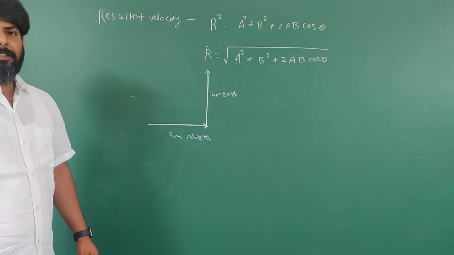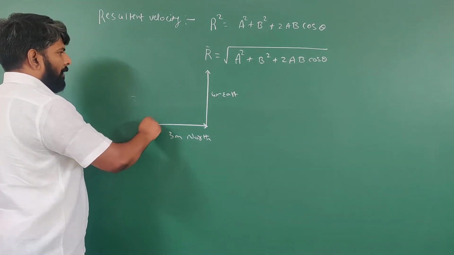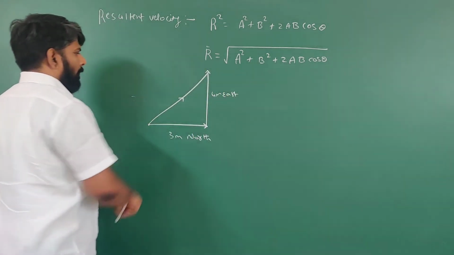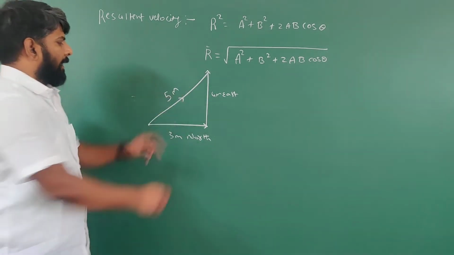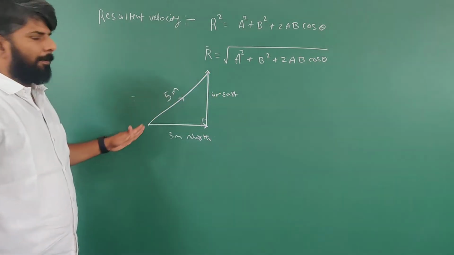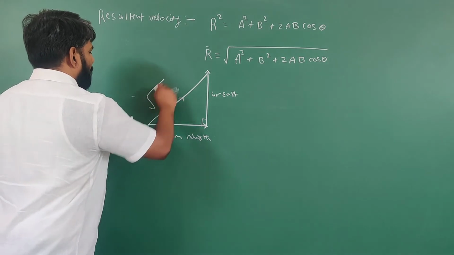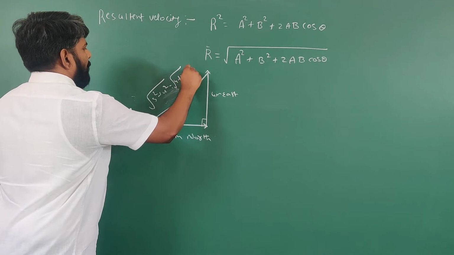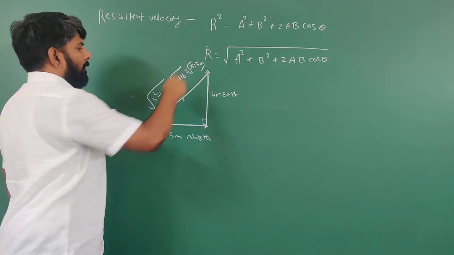I want the resultant. Then for finding the resultant, see, tail of the first and head of the last is the resultant vector. What is the answer here? 5 meters, because it is like a right angle triangle. So this side 3, this side 4. Automatically the hypotenuse is root of 3 square plus 4 square, which means root of 9 plus 16. What is the answer? Root 25, which means 5 meters.